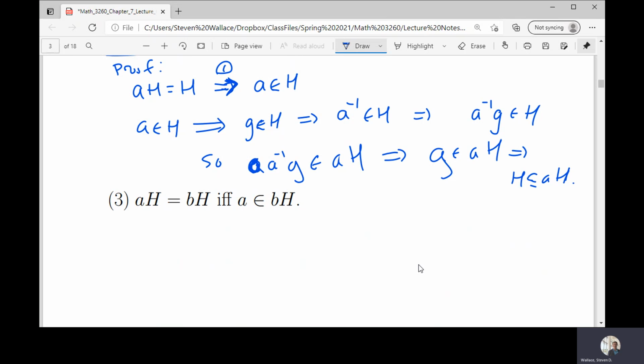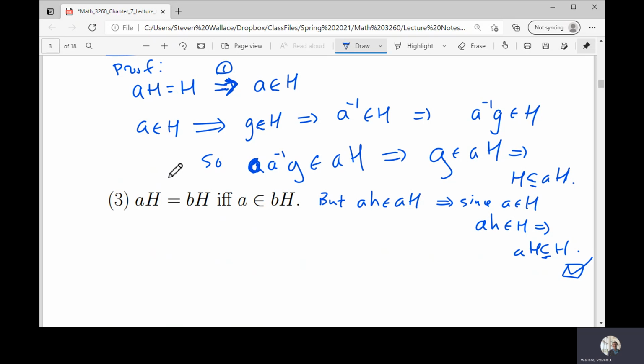Okay, so if I take something in the coset, since A is in H, a little h is in H as well, which means the coset is a subset of the subgroup as well. Okay, so that shows that they are equal.